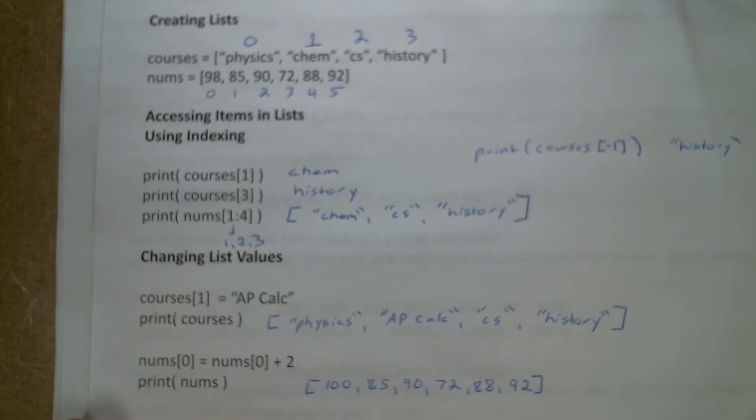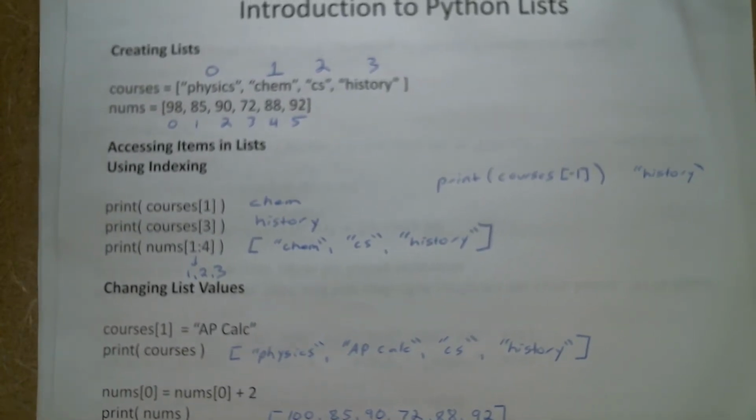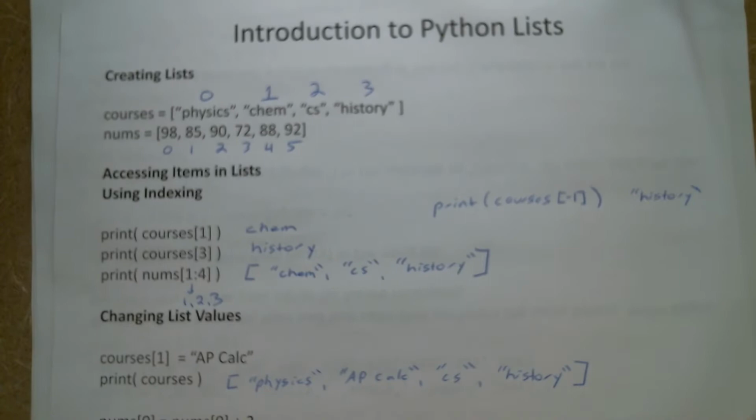All right, so just as a first thought here, it allows us to store multiple values. We can access those values using indexing, and then we can change individual values, again, using those same indexes.